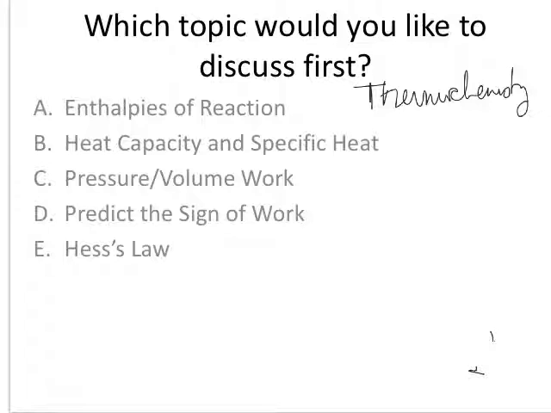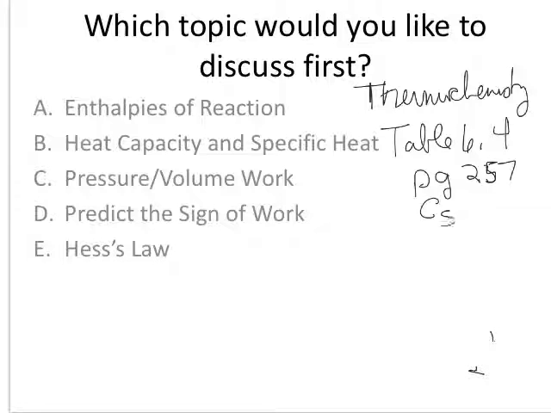Some important things you'll need to refer to is Table 6.4, and that's on page 257. You don't have to memorize this table, but it does have a lot of specific heat capacities. Specific heat is the amount of heat, and when we talk about heat, it's a Q, required to raise 1 gram of substance 1 degree Celsius.